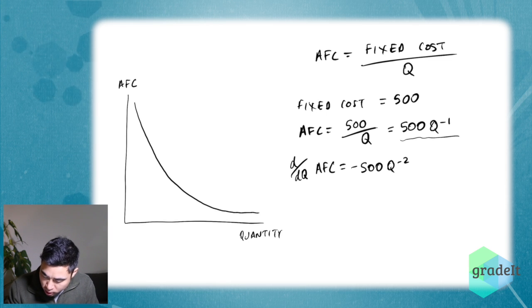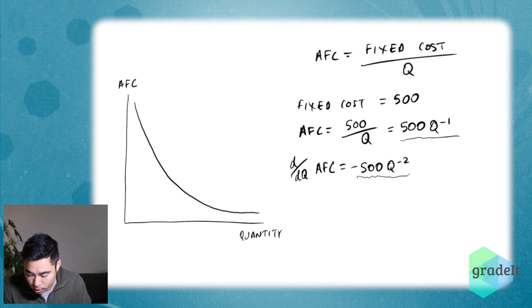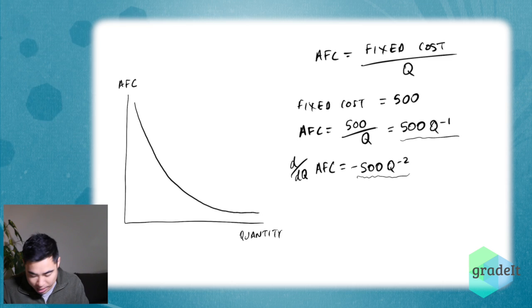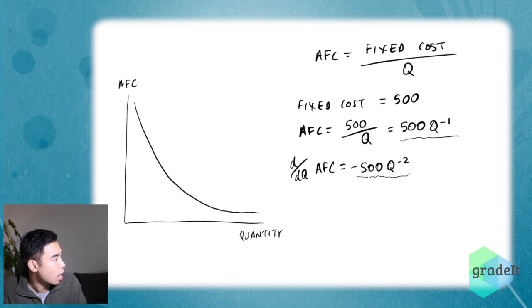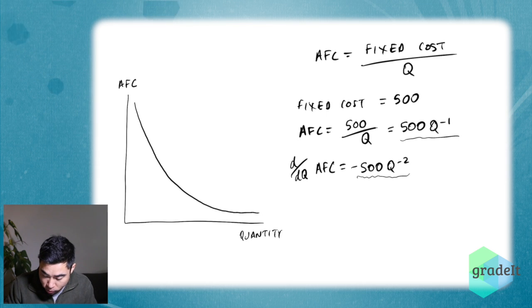So what this tells us is that this is always going to be negative. There's no way that this expression here can come out positive. So our average fixed cost is always going to be downward sloping. Okay, the gradient of our average fixed cost curve is going to be downward sloping at all points, which is what we've got here.